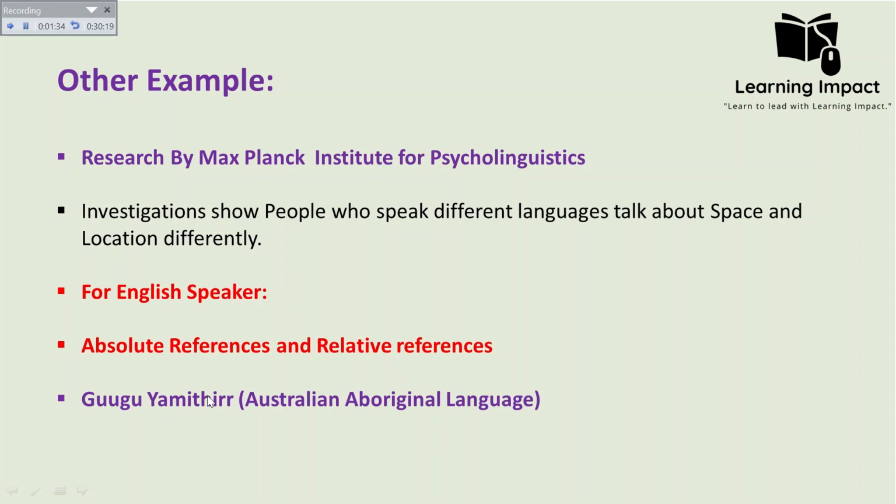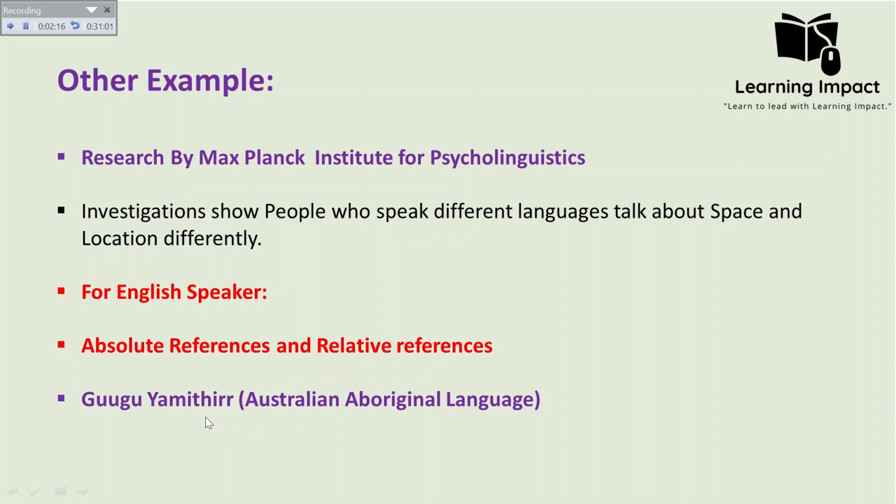Yugo-Yimithirr is a language which is spoken by the Australian Aboriginal community. Okay, and according to the Max Planck Institute for Psycholinguistics, they concluded that in the Yugo-Yimithirr language, there are no such relative references. There is no word that can be equated to left, right, above, or below. They only use the cardinal directions like north, west, east, and south. So for example, they would make sentences like, there is a fly on your northern knee. They don't say the left leg or a left knee or right knee. They say northern knee, southern knee.